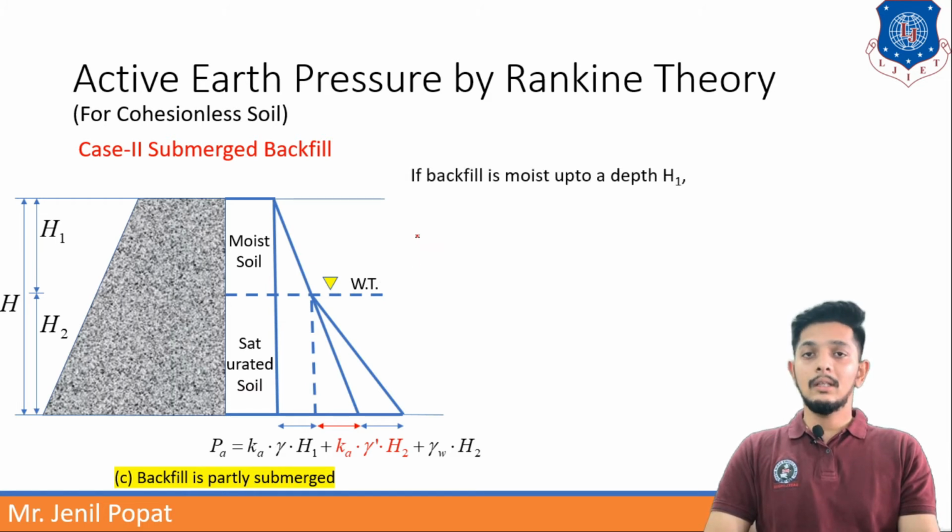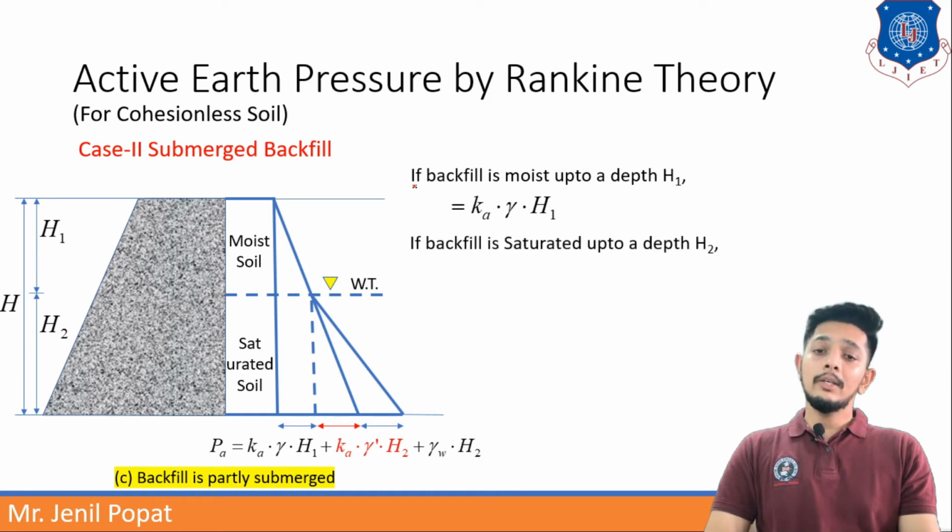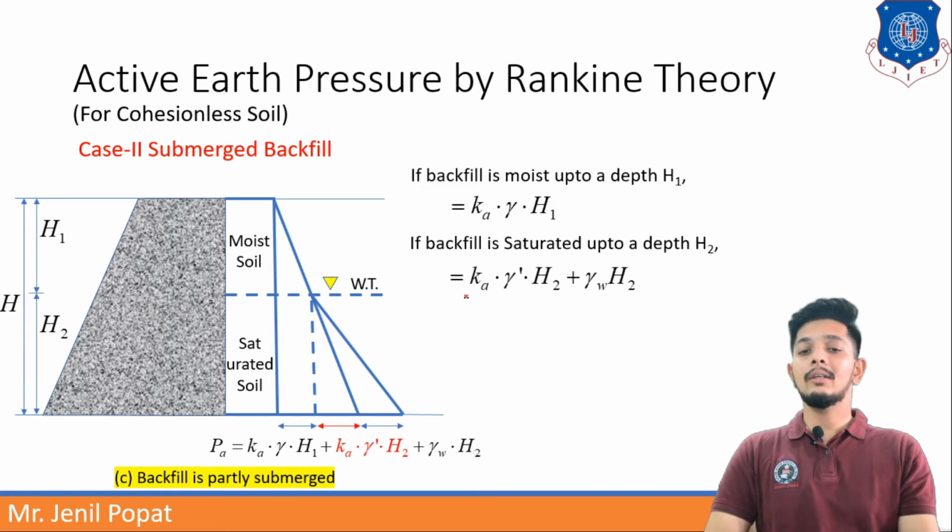Here, let us understand with the write-up. If backfill is moist up to a depth h1, then the first triangle will be k into gamma into h1 height. If backfill is saturated up to a depth h2, then there will be two triangles. This triangle has k gamma dash into h2, which is given in the red font, and the second triangle is due to water, which is gamma w into height h2.